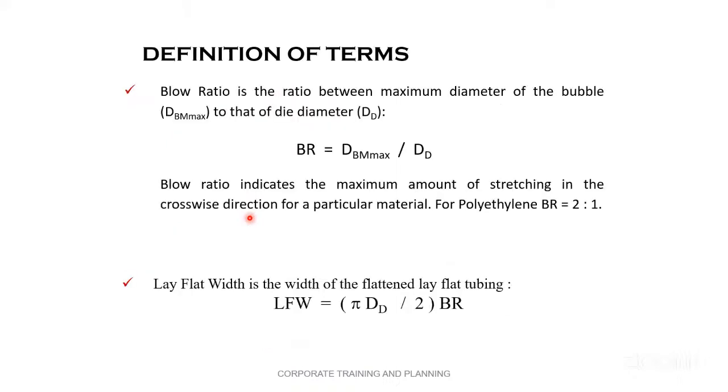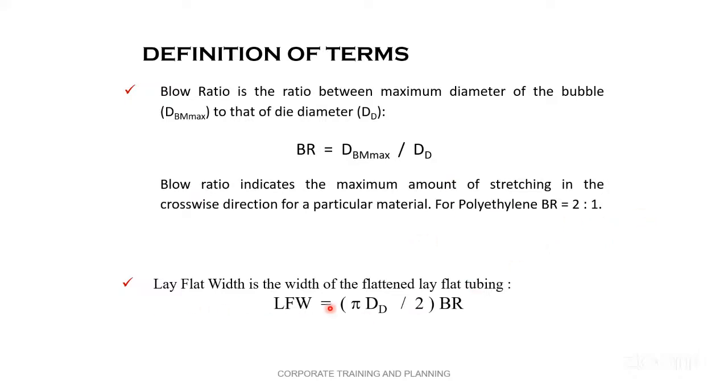Now, definition of terms. I told you what is the blow ratio and the blow up ratio that we have seen there. Now, the blow ratio, I told you, is the diameter of the bubble divided by the diameter of the die. Right? We have seen that in the diagram. And it is generally 2:1 for polyethylene material.